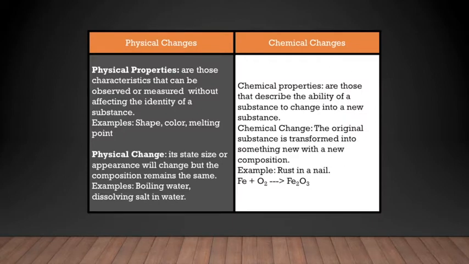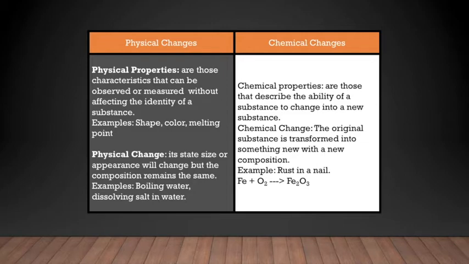To understand matter, we have to talk and discuss about physical changes and chemical changes, and this is a way in which matter interacts with other elements in our world. Physical properties are those characteristics that can be observed or measured without affecting the identity of a substance.